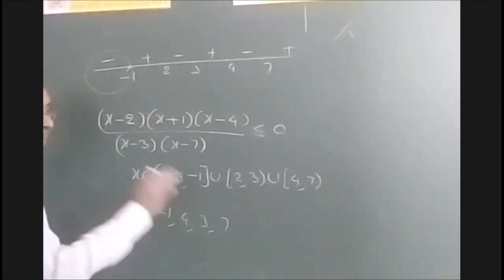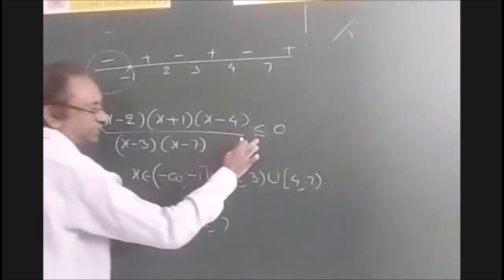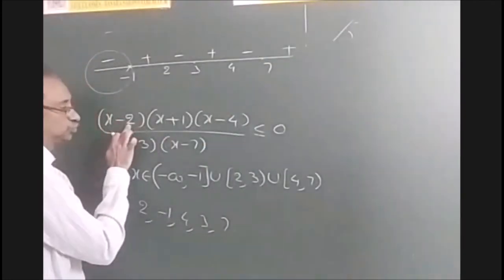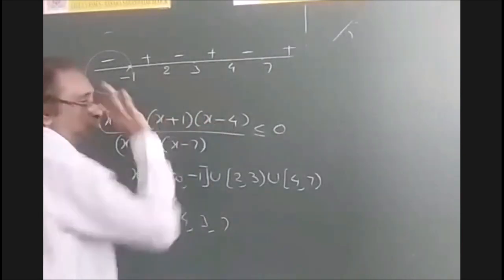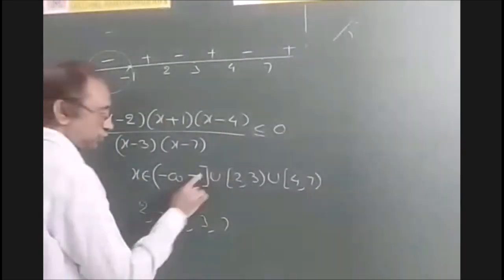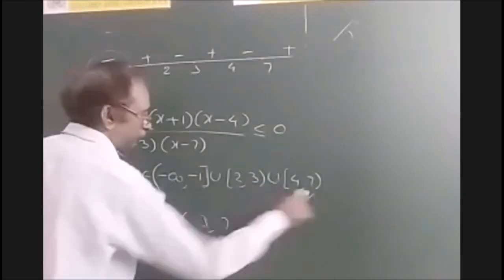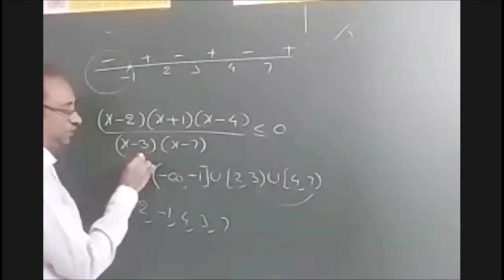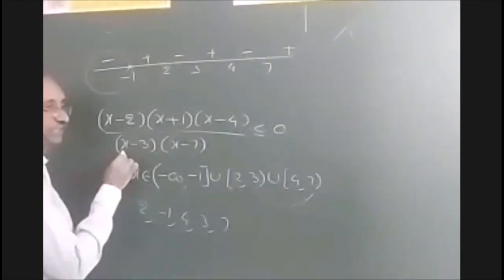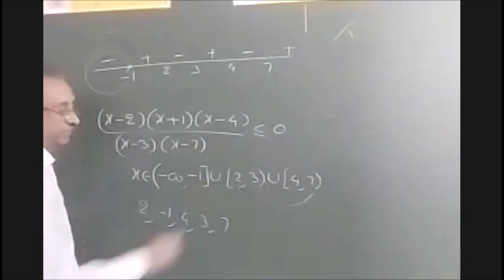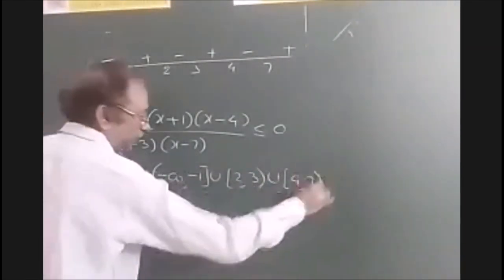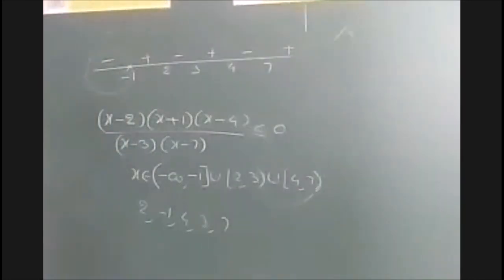So where should we put closed intervals? Equality is there, so whenever it is 2, minus 1, 4, you get 0. Therefore it is closed. For the remaining two numbers, 3 and 7, if you substitute x equal to 3, you will get 0 in the denominator. Therefore at 3 and 7 only open intervals. Right, she is right.